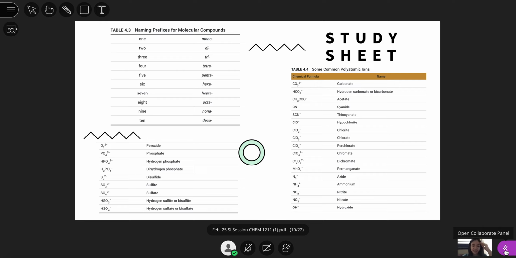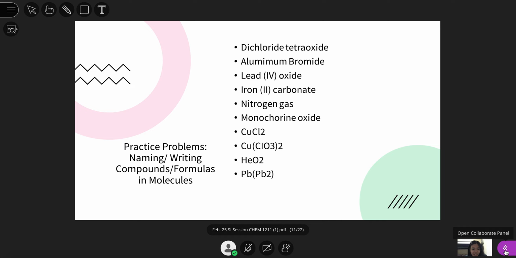Okay, this is a study sheet, and I would suggest knowing these. This is from your textbook, with common naming prefixes and common polyatomic ions. If she's gonna take questions on polyatomic ions, I imagine it's probably gonna be from this, so know this. I don't think some of these are that important, but the ones I just listed are very common ones that I used all the time when I took Gen Chem 1. So yeah, you study that. And then practice problems. Okay, let's just get into it.